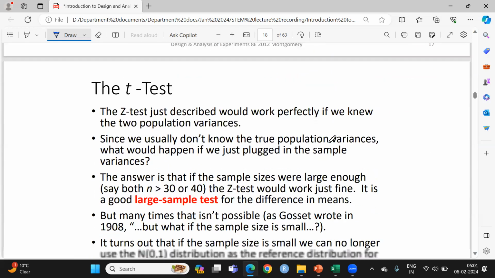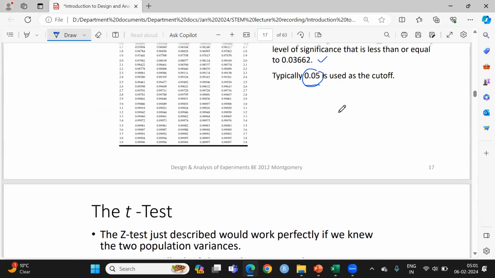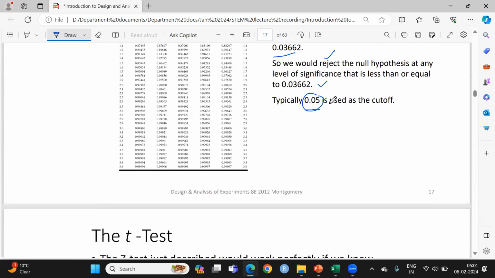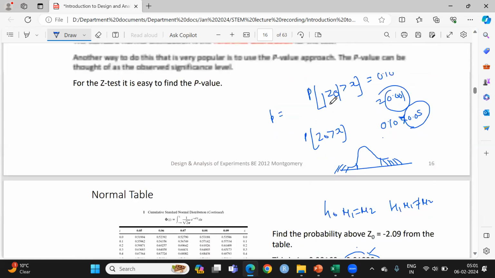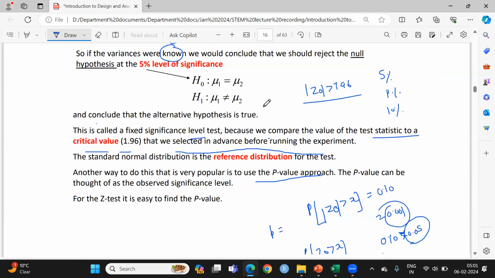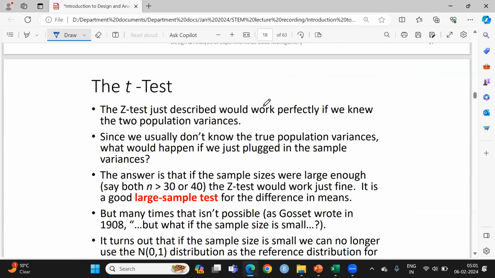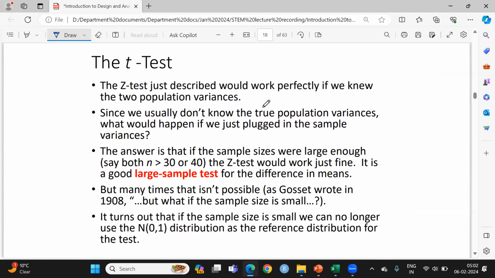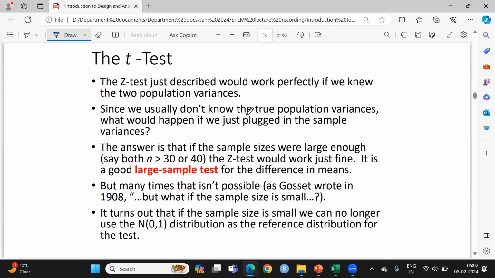Fine. Okay, so the earlier example that we have discussed is done through this Z test, because we are making the assumption that our data set follows a normal distribution and the value of sigma square is known to us. But if the value of sigma square is not known to us, then how to do the analysis? So let me read it for you.